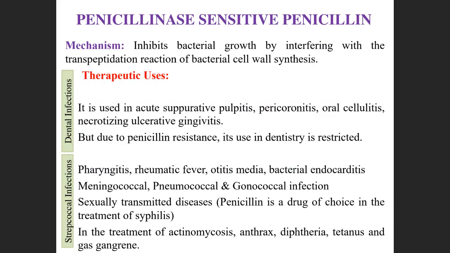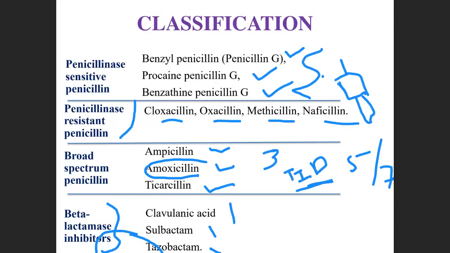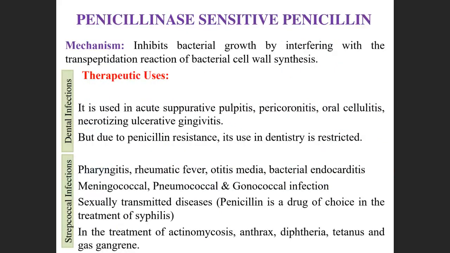First, we'll start with the penicillinase-sensitive penicillin, based upon the classification. What is this drug? The mechanism is basically to inhibit bacterial growth by interfering with the transpeptidation reaction of the bacterial cell wall. So basically, this is showing an effect on the growth of the bacterial cell wall synthesis, and that causes destruction of the bacteria, meaning the death of the bacteria might take place.